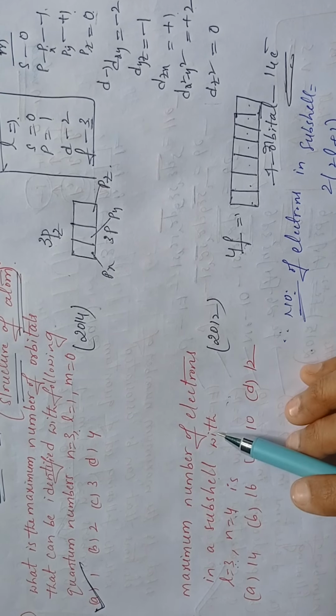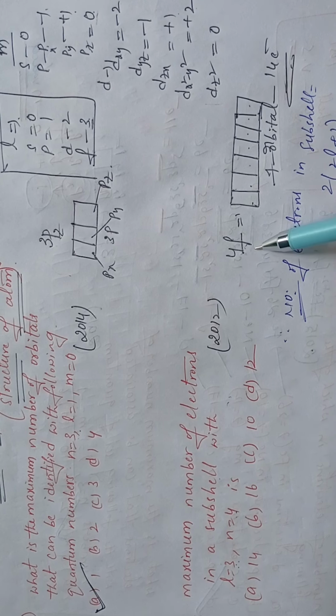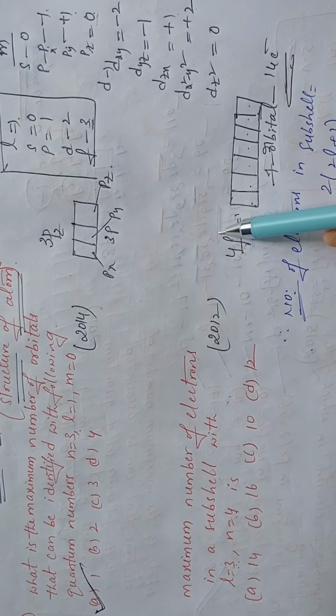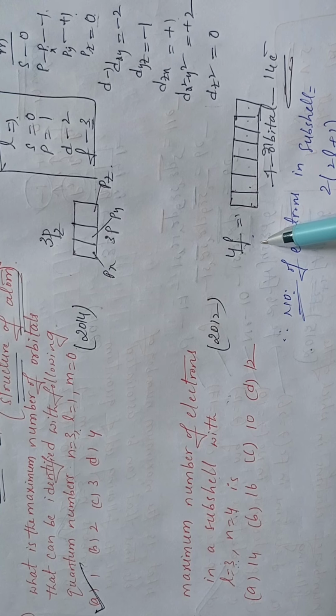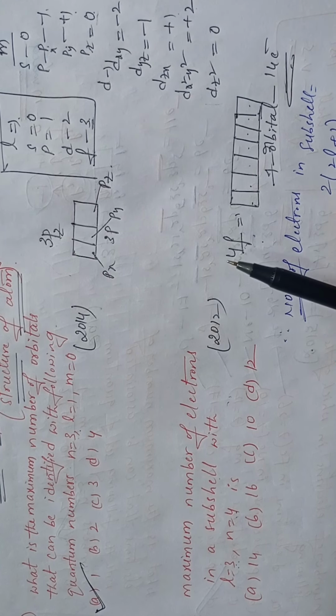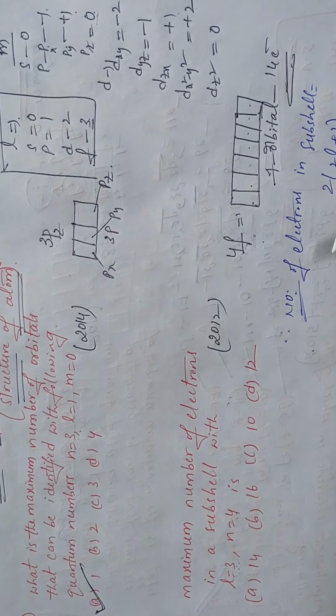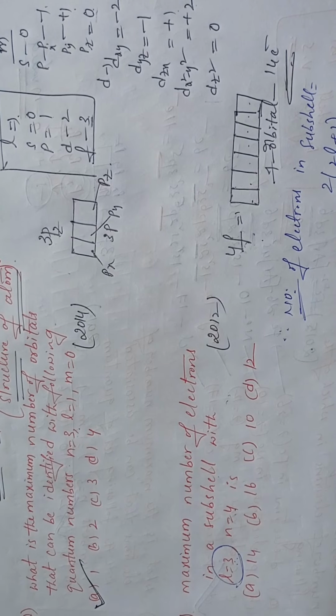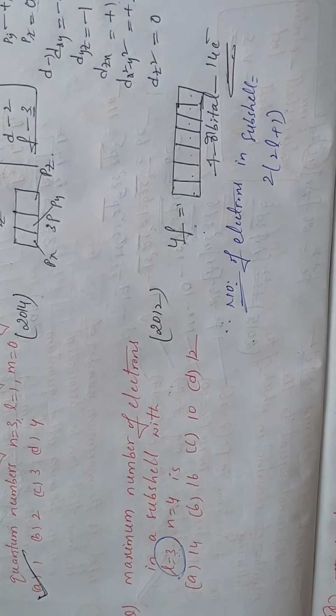The number of electrons in a subshell. Which subshell is this? F subshell. Are you clear on this one? So F subshell is given. The formula is 2 into 2L plus 1. The L value is already given, L equal to 3. So just substitute in this formula.